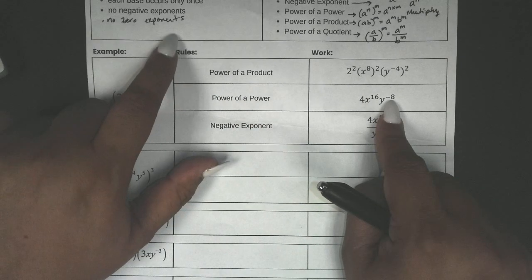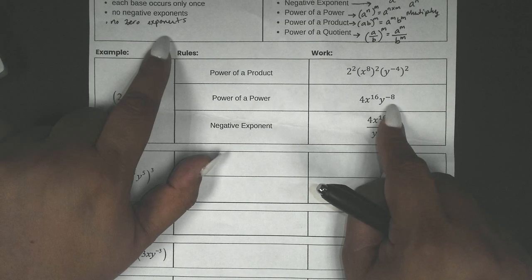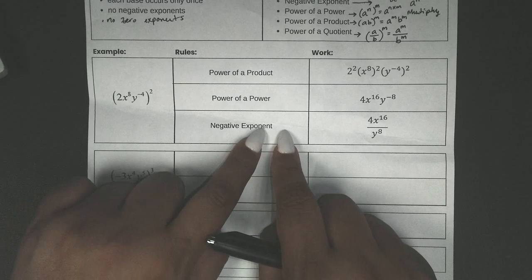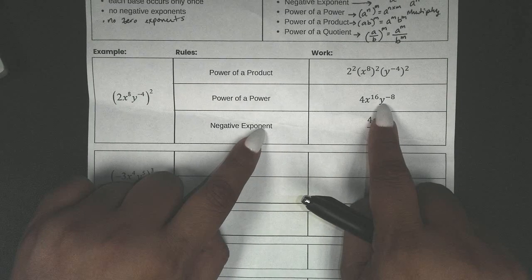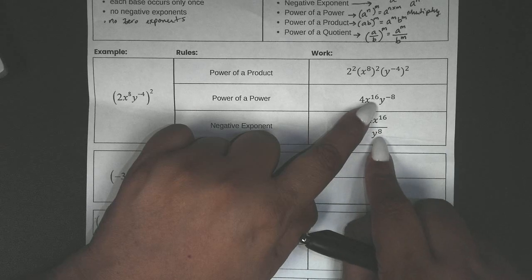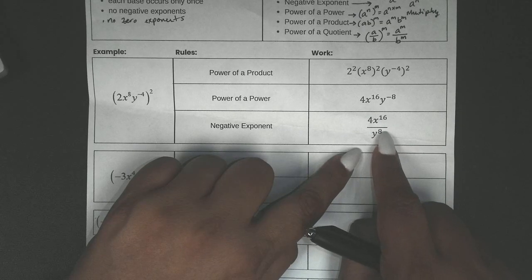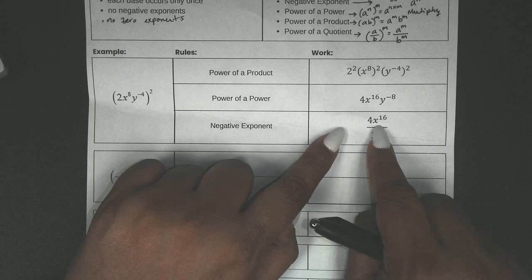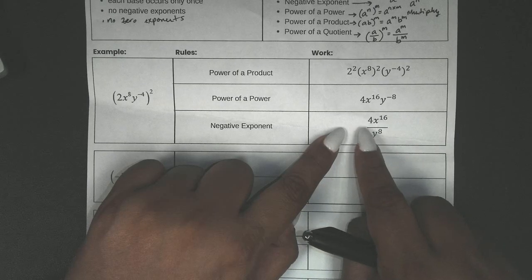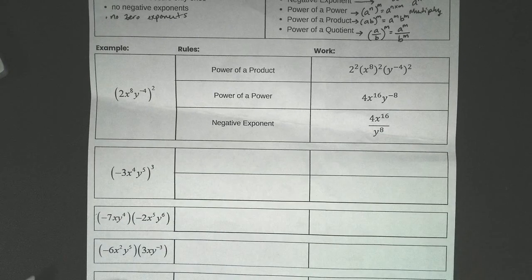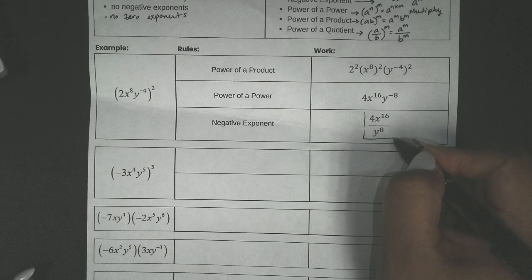Now, in here it says that I cannot have any negative exponents. So there goes my third step, my negative exponent rule. What do I have to do? I have to take this y to the negative 8 and bring it down underneath into the denominator to make it positive 8. So now my simplified answer is going to be 4x to the 16th, all divided by y to the positive 8, and that is my answer.